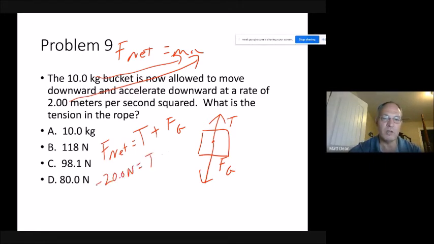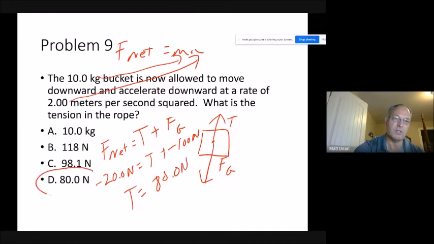We're looking for tension. And the force of gravity is the weight, which is 10 kilograms of mass times 10 meters per second square, g. So that's -100 newtons, 100 newtons down. Add the 100 to both sides to solve for T. So T is going to end up being positive 80 newtons. Answer choice D.